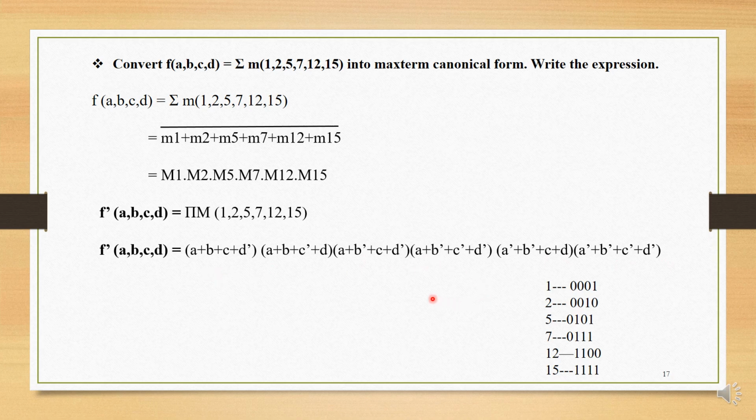We already know that to represent 1 we have 0, 0, 0, 1, which can be written as the sum term a plus b plus c plus d bar, and the same thing follows for the other decimal numbers. So dot (a plus b plus c bar plus d), dot (a plus b bar plus c plus d bar), dot (a plus b bar plus c bar plus d bar), dot (a bar plus b bar plus c plus d), dot (a bar plus b bar plus c bar plus d bar). So this is the Maxterm canonical form for the given minterm expression.